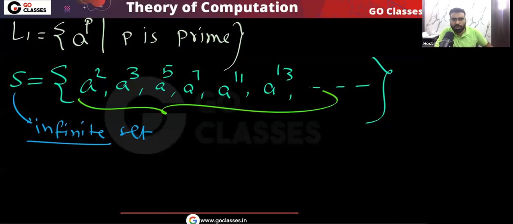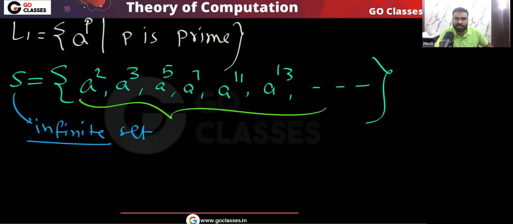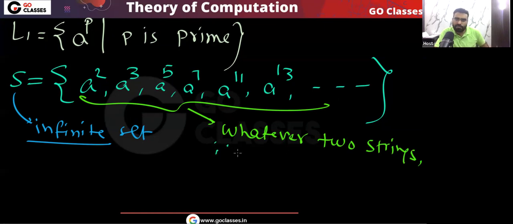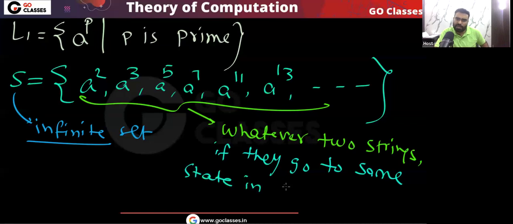I will prove that whatever two strings you select here, if they go to the same state in any DFA, then a problem will happen. Remember, whatever two strings you take, that is your choice. If they go to the same state in any DFA, then a problem will happen.